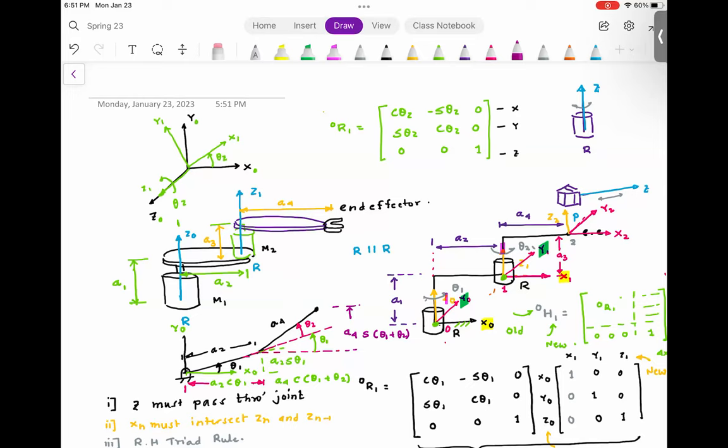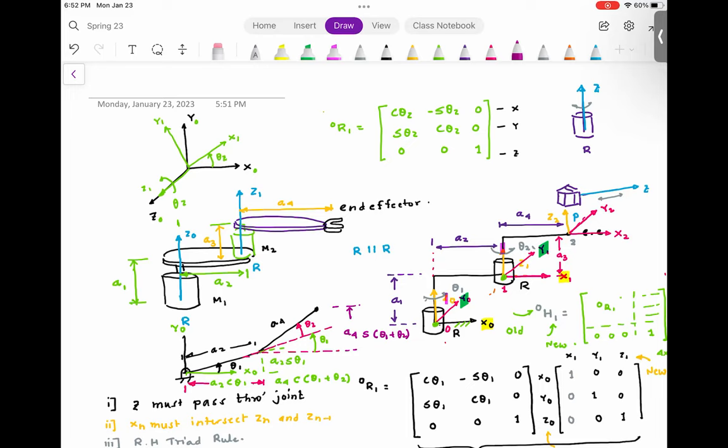We already have z1. We need x1. X1 should intersect with z1 and z0. So x1 has to be in this direction so that it intersects over here. And this is an infinitely extending arrow. So you can see that z0 intersects with x1. Can you see that? X1, when you extend, it intersects with z0. X1 should intersect with z1 and z0.